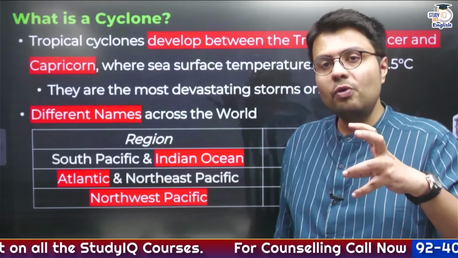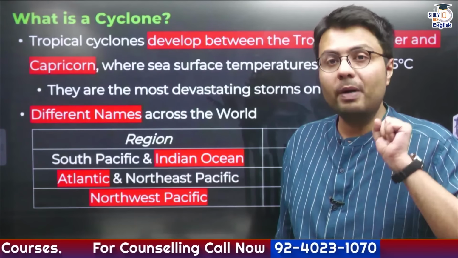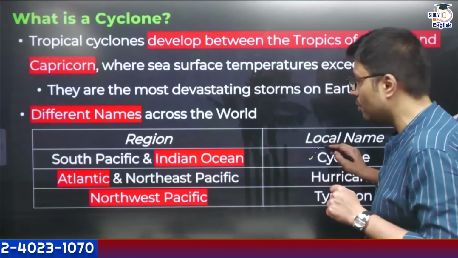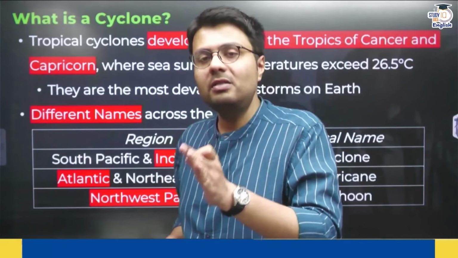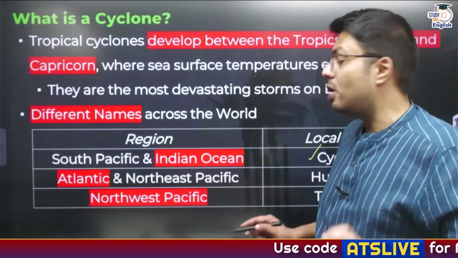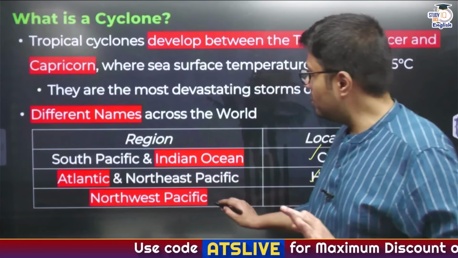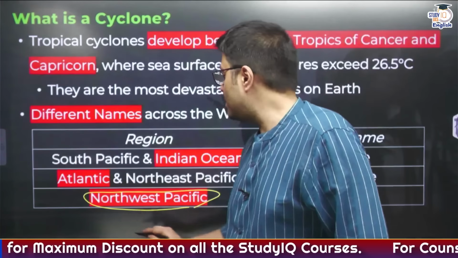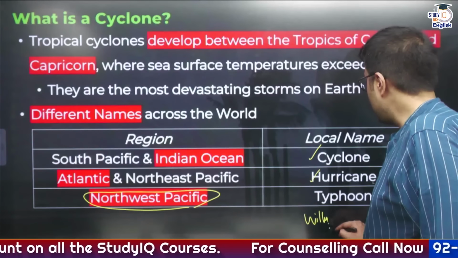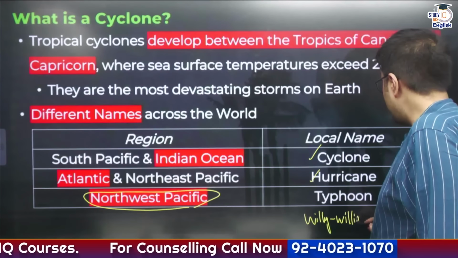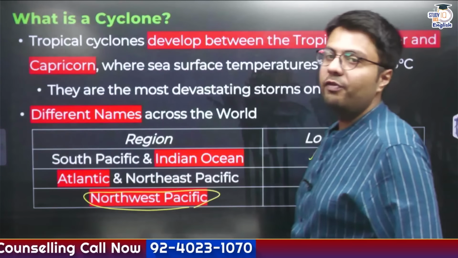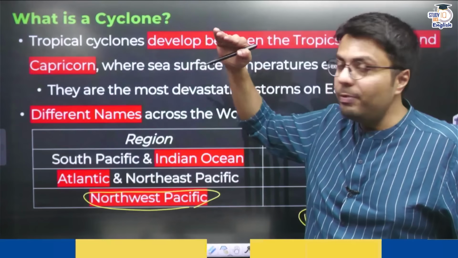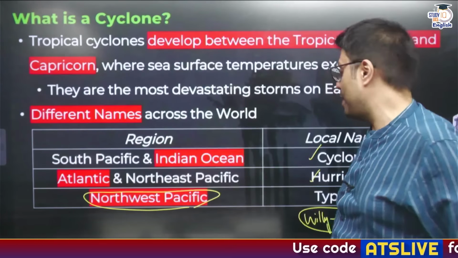Now, these cyclones are known by different names in different parts of the globe. For example, in our Indian Ocean as well as the Southern Pacific, these are called cyclones. Whereas in the Atlantic and Northeastern Pacific, that is around the coast of the US, these are called hurricanes. And on the Chinese coast, that is the Northwest Pacific, these are called typhoons. Similarly, they are also known as willy-willies in the region of Australia, right? So these are the different names a cyclone goes by in different parts of the world. What we are going to understand are tropical cyclones, which develop between the regions of the Tropic of Cancer and the Tropic of Capricorn.